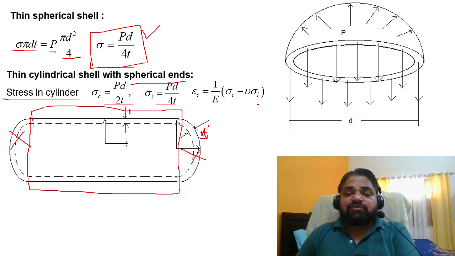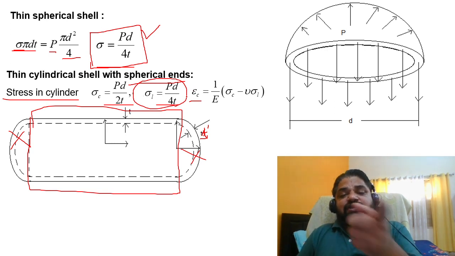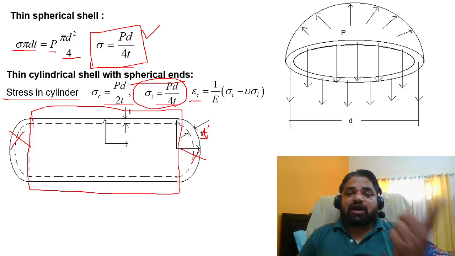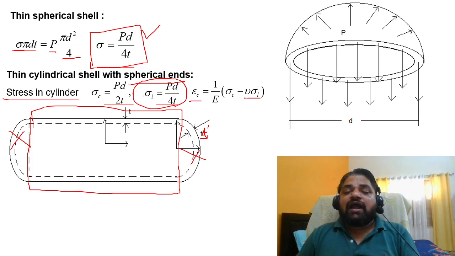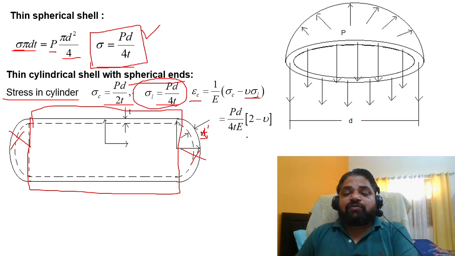Due to this we can write there is a combination of stresses, the circumferential stress, and since the longitudinal stress is this much, the strain will be created by sigma L in the direction of circumference. Due to the development of sigma L in the direction of circumference, the strain will be nu into sigma L. Now extending furthermore, we get pd by 4t into 2 minus nu.